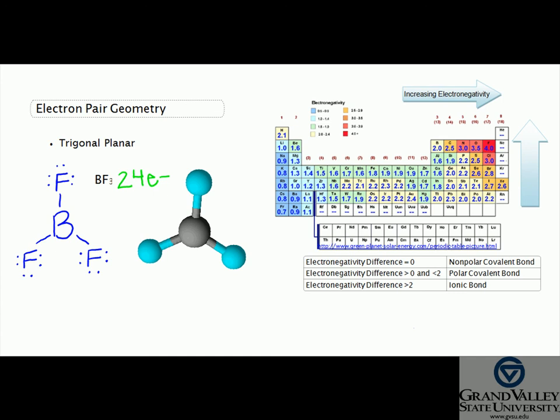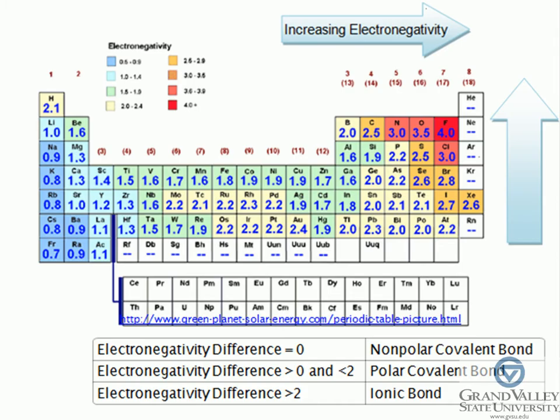Now, let's figure out which types of bonds are present in boron trifluoride. Refer to the periodic table of elements to find the electronegativity of each atom. Boron has an electronegativity of 2.0 and fluorine 4.0.